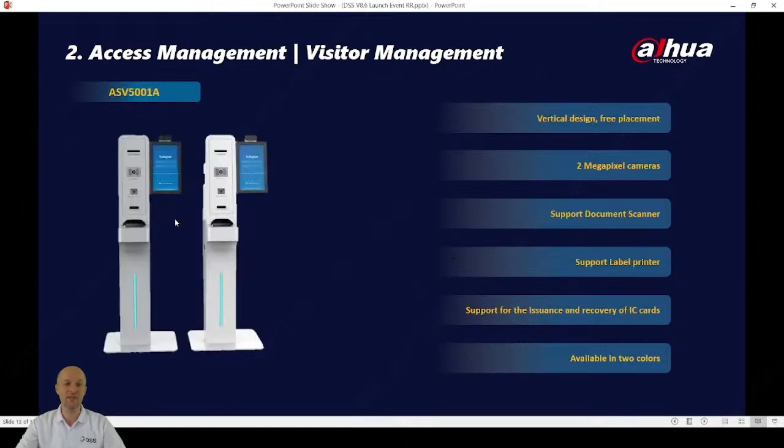How does this new terminal look? We have the new access control terminal over here, ASV 5001A. It comes in two colors. It comes with a QR code reader, printer, OCR scanner for the IDs and the passports, and you can also add your card or verify your card over here. The terminal has a touch screen and a camera, so we can also add the visitor's face if this is required for visitors. It's a vertical design, free placement, 2 megapixel camera, a very nice device which can be added to your visitor system.